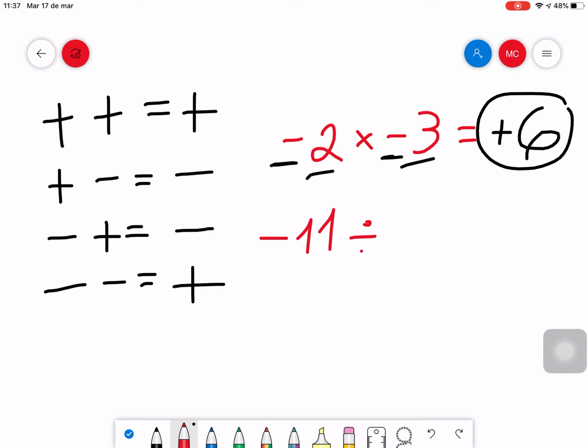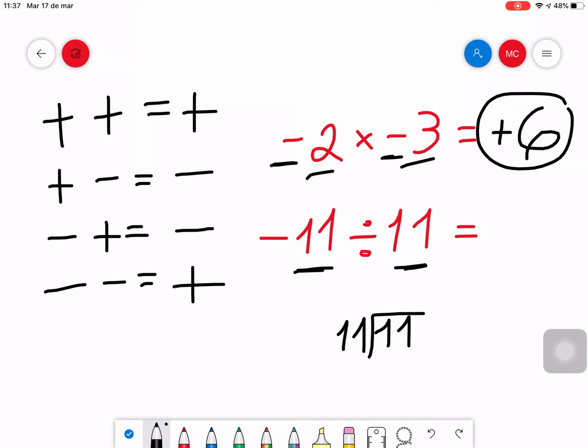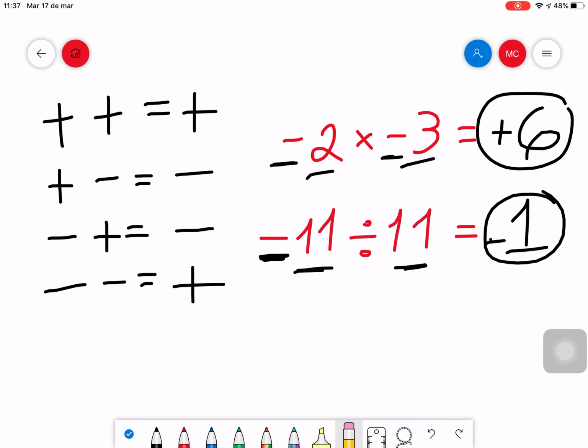Now what if I have -11 divided by 11? You do the same, you decide this is a division, 11 divided by 11. How many times does 11 fit in 11? Of course you know 1, and then you say negative. And remember, if the number doesn't have the sign, it's like it is positive, so negative and positive gives me negative, and then I am done. Okay, this is the easiest part of a division.